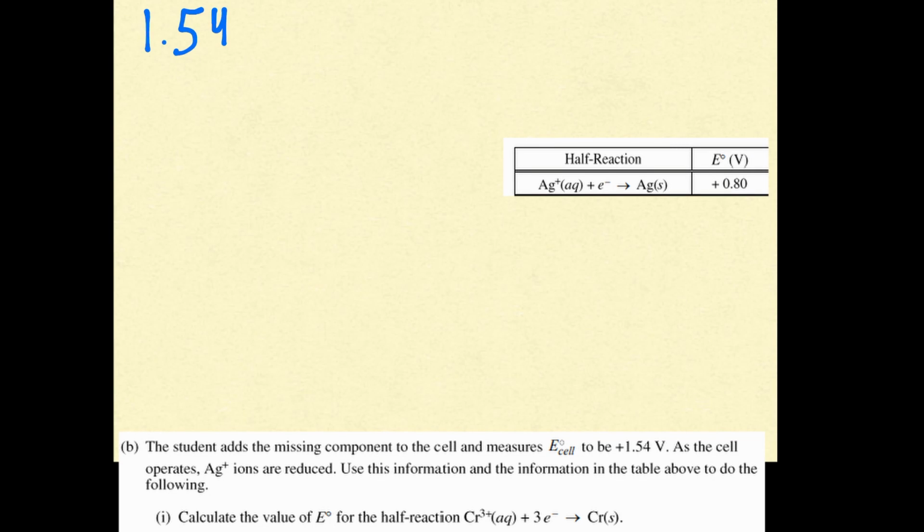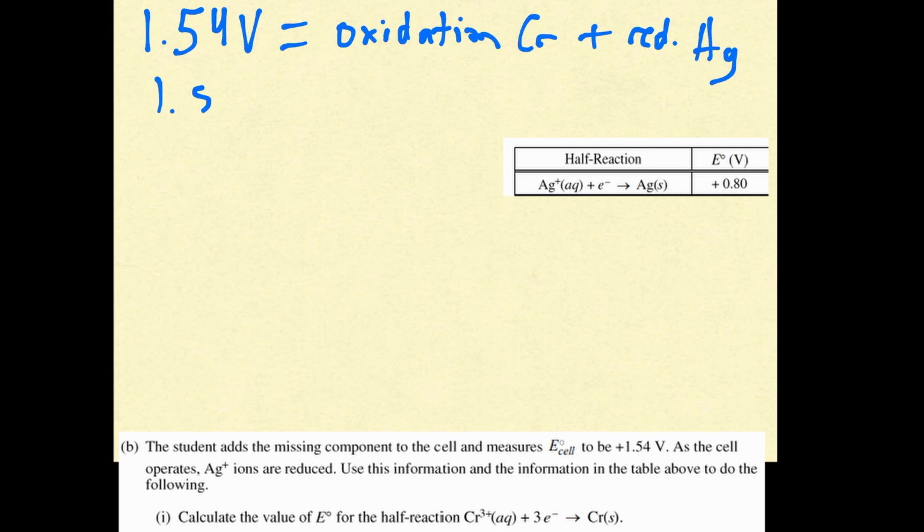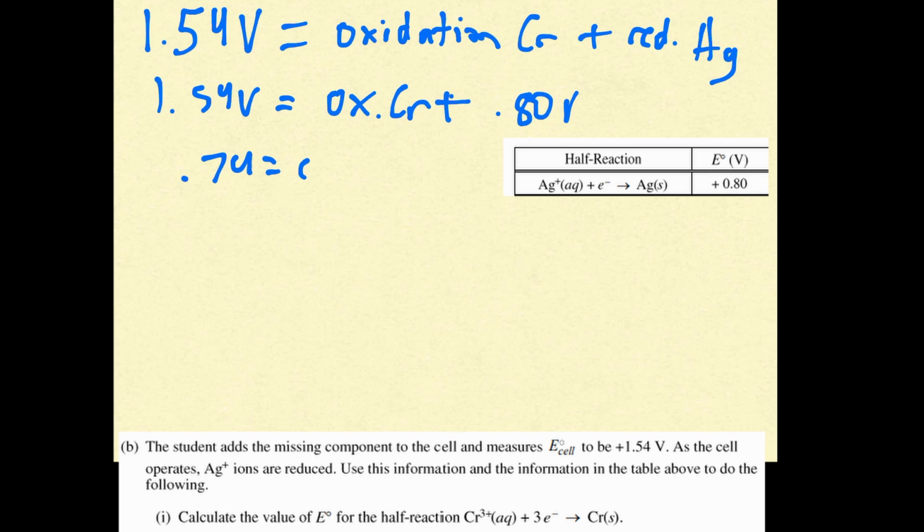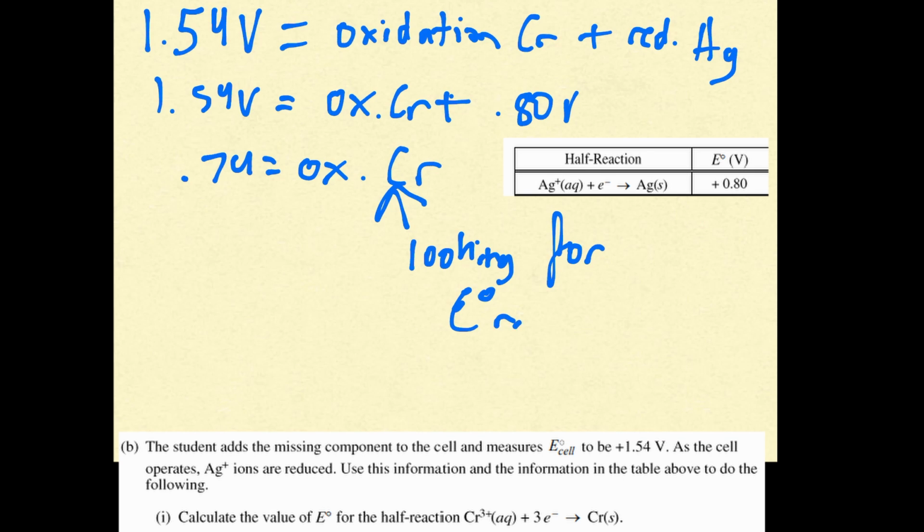Remember that we're looking for the E0 of reduction of chromium, but chromium is actually getting oxidized in the cell. If the total voltage is 1.54 and we subtract the 0.80 from the silver reduction, we get that the chromium oxidation is 0.74 volts. However, we have to make this negative because once again we're asked for the E reduction of chromium. So when we make it negative, we get negative 0.74 volts.